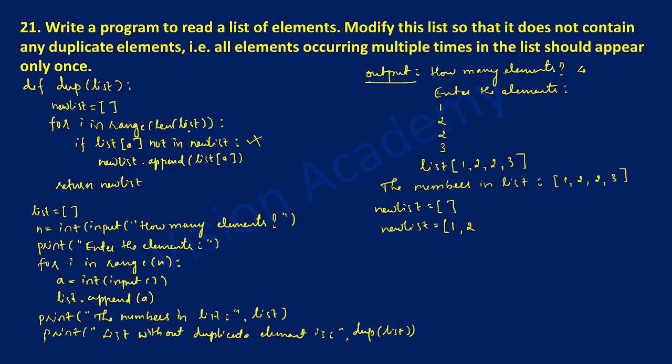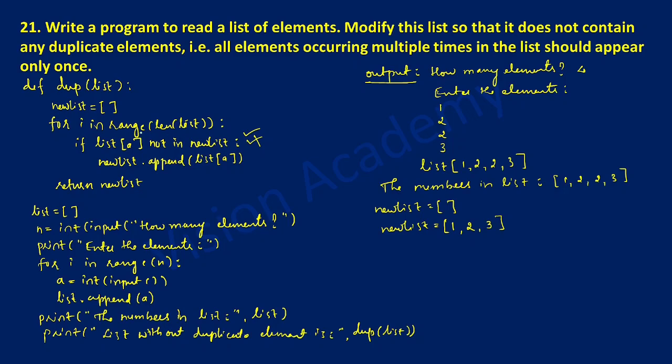Now i value is 3. Next, if list[3] consisting of what? 3. Not in new list. Here in the new list 3 is not present, so hence this is true. Now once it is true, then it is going to append list[3], that is 3, to the new list. Here 3 is appended to the new list. So here it has removed the duplicate element and it has returned it only once.